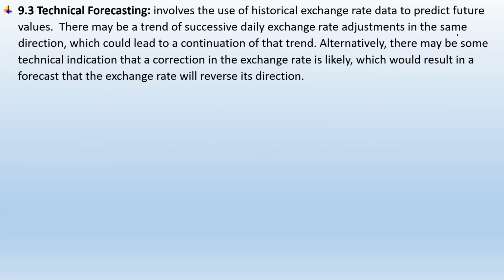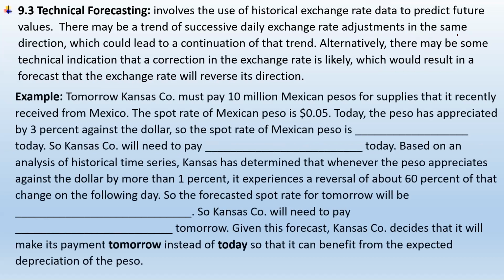So I will talk about the technical forecasting first. As I just mentioned, they just find the patterns of the historical data. So here's one example. This company has to pay 10 million Mexican pesos for supplies. This is a future payable, so they want a lower price.